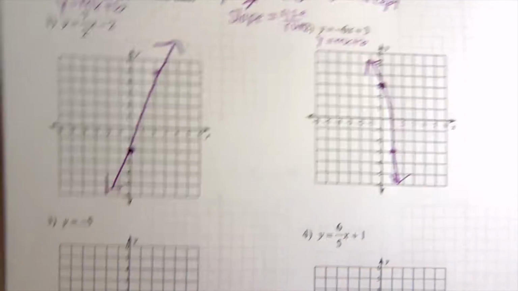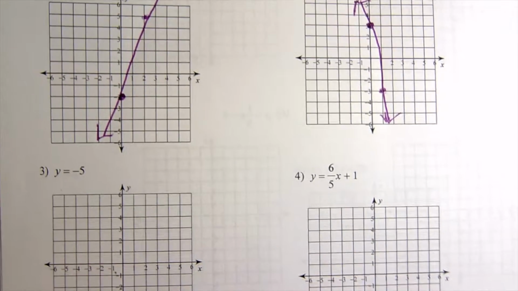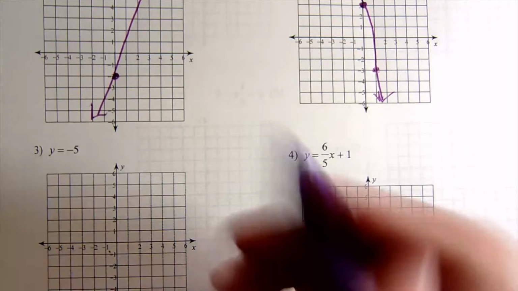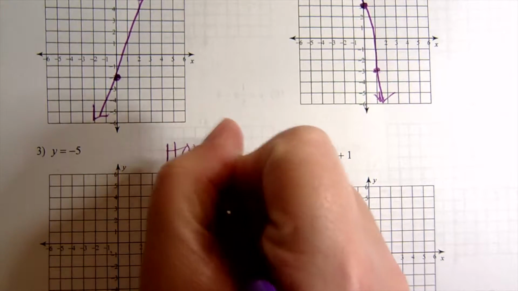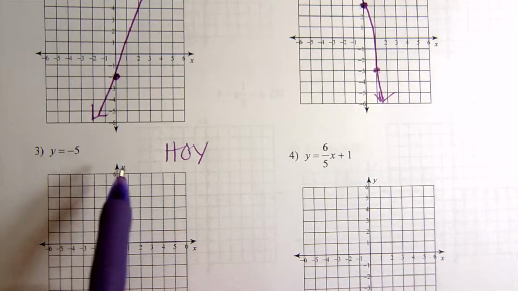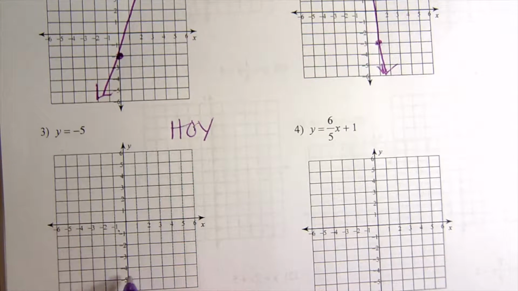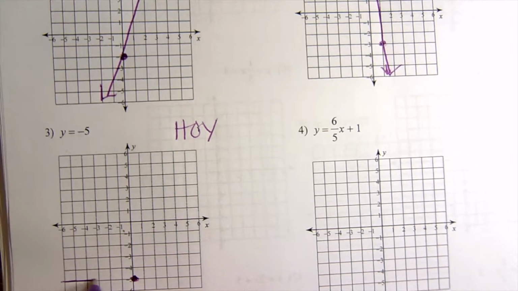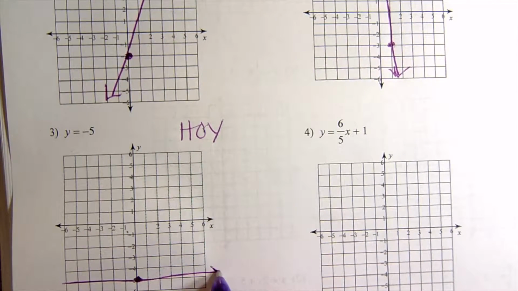What kind of special equation is number 3? It has no x, so it's horizontal. It's a horizontal line. So it's a horizontal line at y equals -5. So I put my point down here at -5. And it's going to go across.